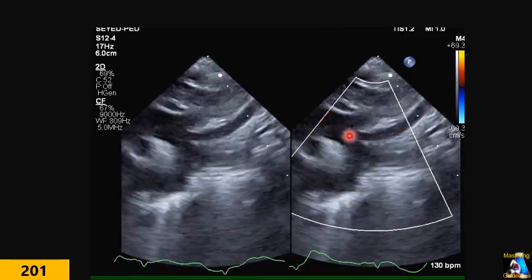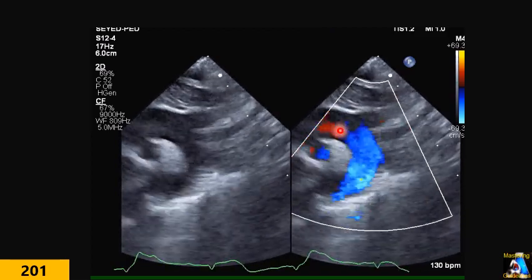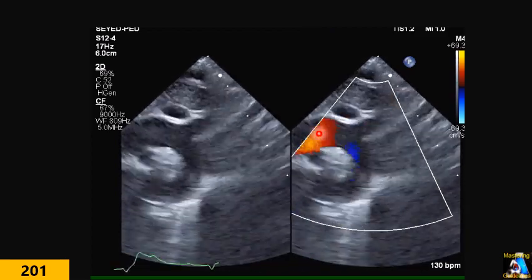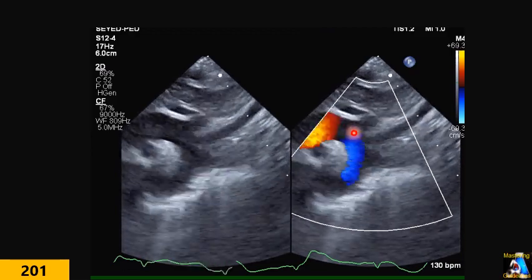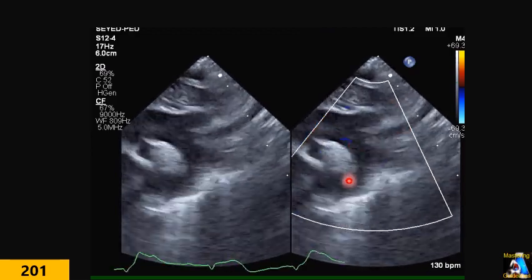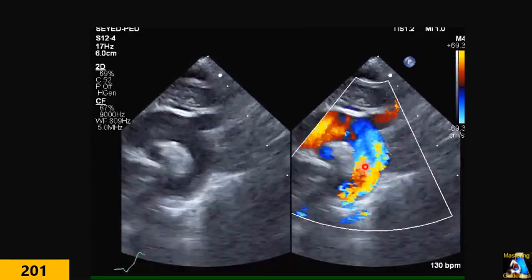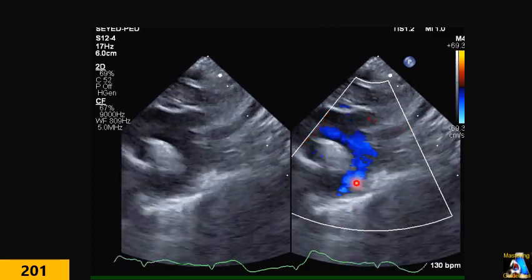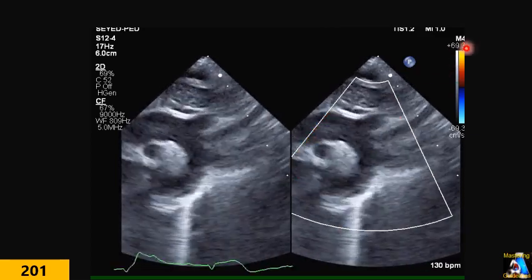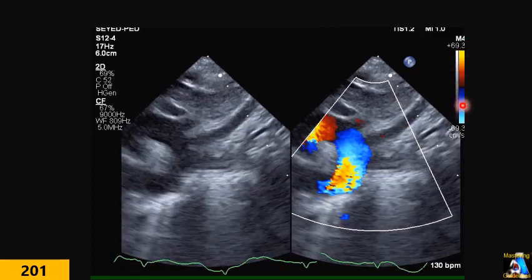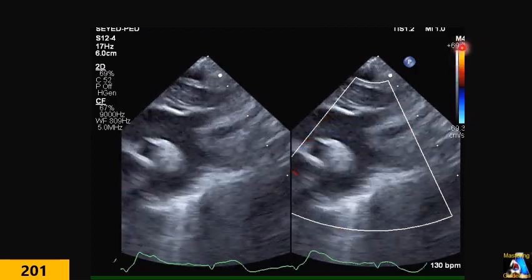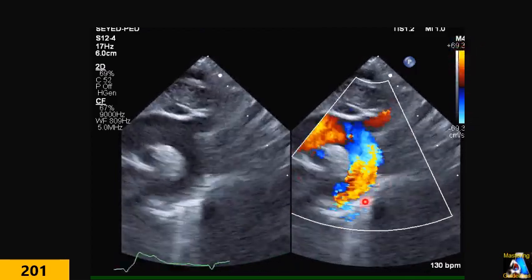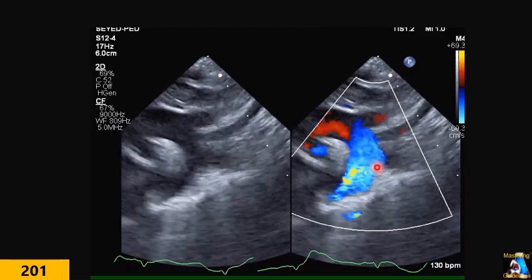The differences between aliasing and Doppler shift: in Doppler shift changing, we see a black borderline and it changes from red to blue. But in aliasing, we have a spectrum of color and we don't see any black. So we will see different spectra of the blue and different spectra of the yellow and red. That is aliasing.